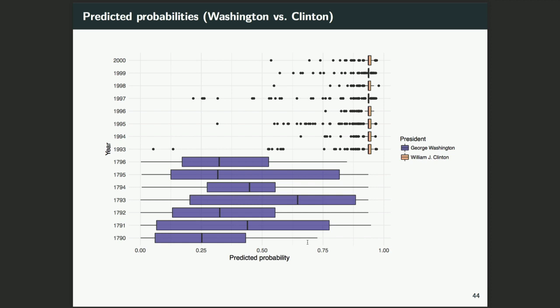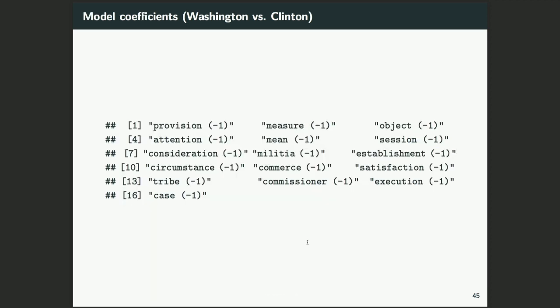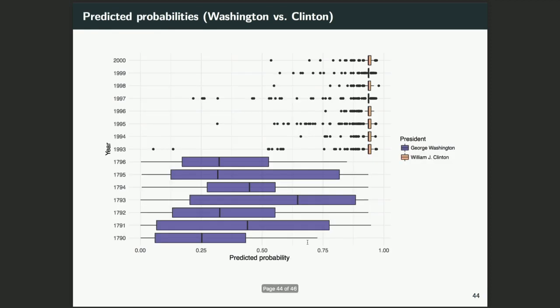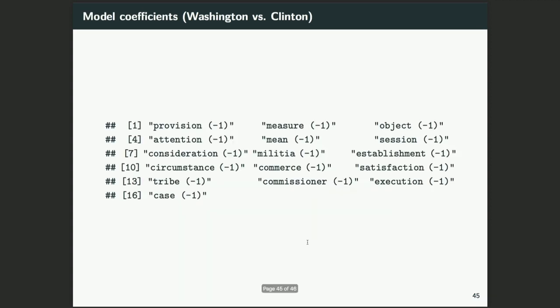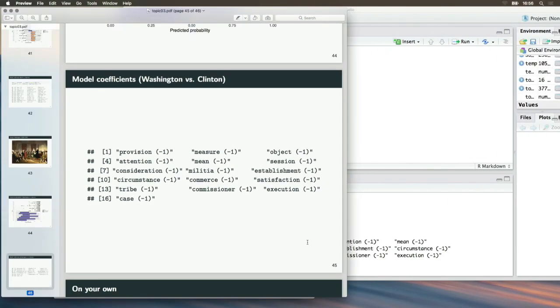The reason that the box plots for Bill Clinton are so narrow is that the model, when you look at it, looks something like this, so all of the terms are negative. Essentially, it just found words that only George Washington used. Bill Clinton almost never uses these, so his sentences just get set to the intercept, which is like 0.95. The words are things that Bill Clinton wasn't worried about, like tribes and militias and executions, which makes a lot of sense.